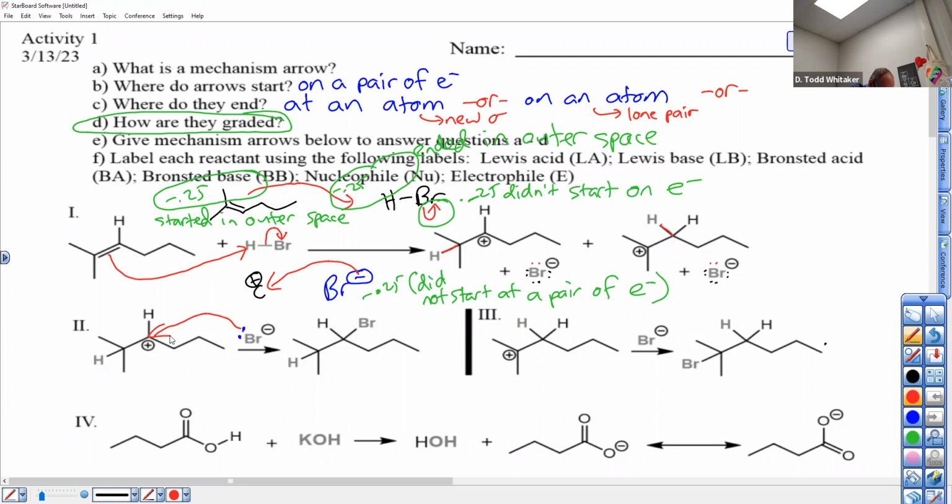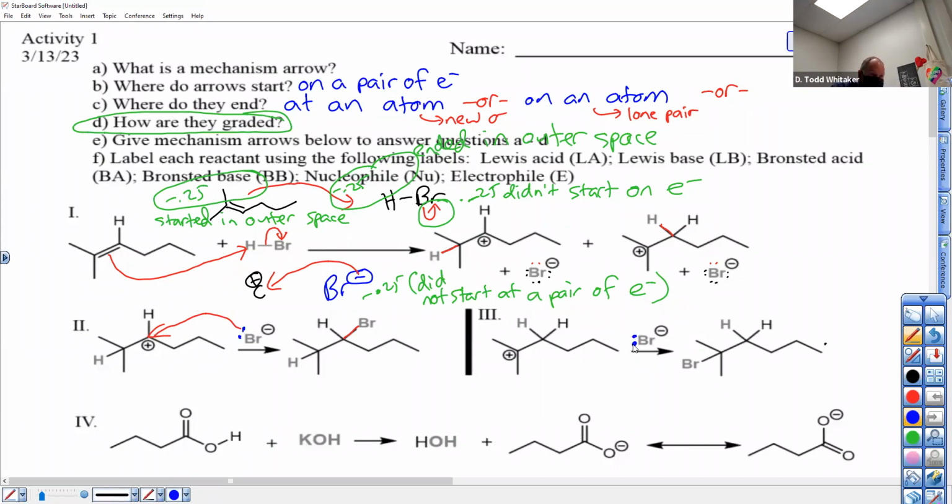So where do arrows start? Sorry, arrows start on a pair of electrons and end at an atom. That's one of your options. And it made this new bond, didn't it? If you need a lone pair, you must draw it. We got a question. There's your lone pair that you need. Yes.